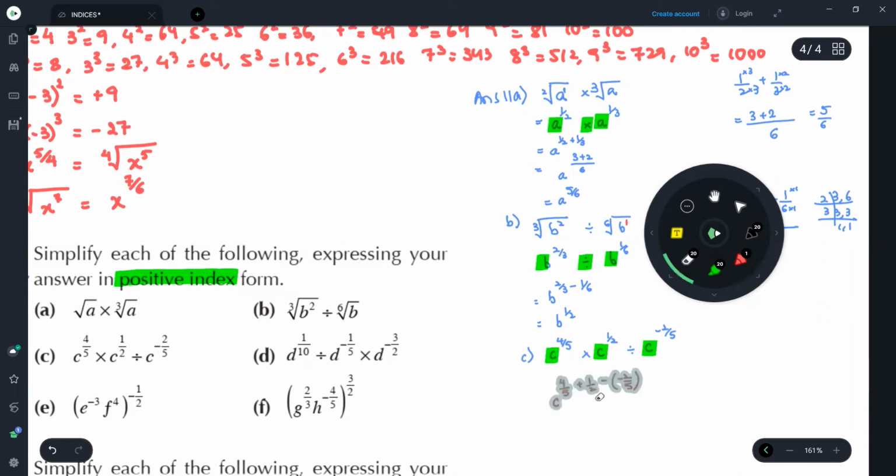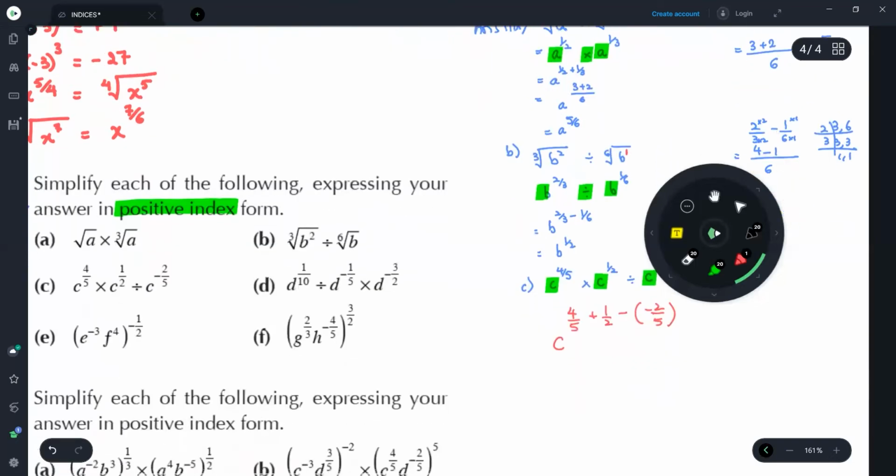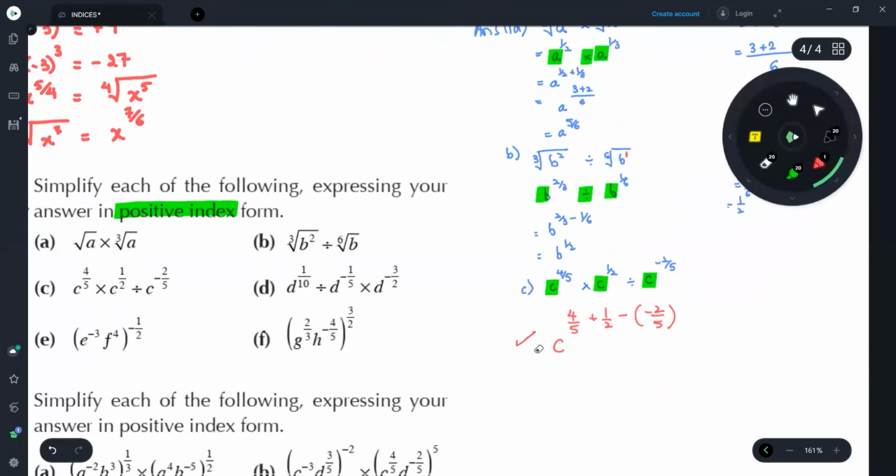Yes, sir. I'll write it down again for you. Sir, a little bit bolder. It's 4 upon 5 plus 1 upon 2. This will be plus, minus 2 upon 5. Yes or no, Atish? Now I want all of you from this point onwards to continue this and send me a picture quickly.